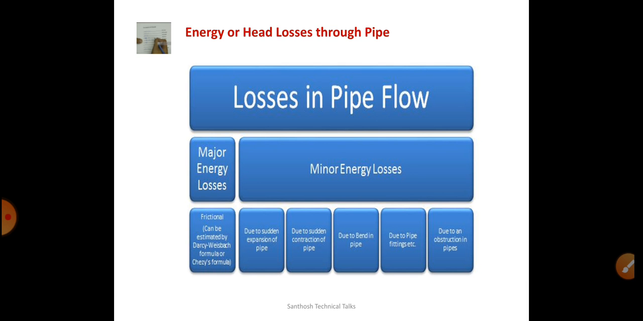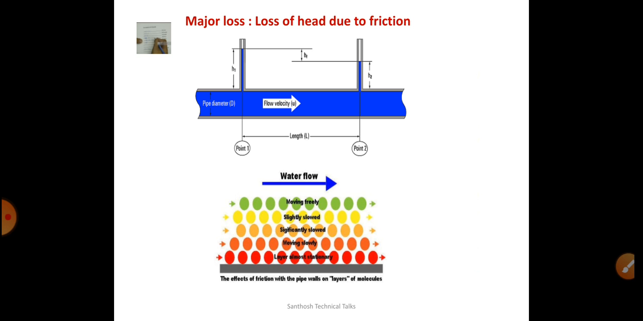And the minor losses like sudden expansion of pipe, sudden contraction of pipe, pipe bends due to pipe fittings, disturbances in the pipe, like that, the minor losses can be classified. So anyhow, the major and minor losses are the two losses in flow through pipe. So this is the major loss, the head loss due to friction.